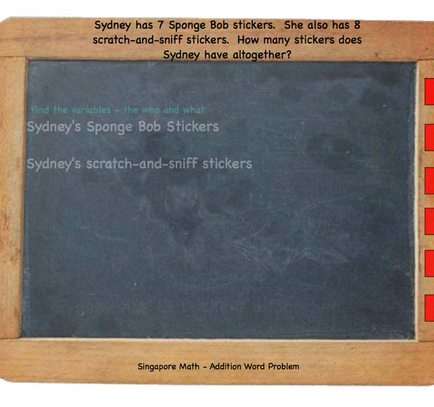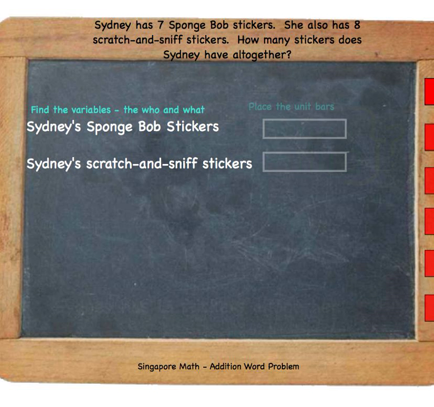In this case, we've got the same who but different whats. Sydney is our who, but she's thinking about SpongeBob stickers and Scratch and Sniff stickers. So we're going to write them on 2 different lines, one for each type of sticker. Next, we're going to place the unit bars, and they're always going to be equal at the beginning. Now we're going to reread the problem and adjust the unit bars to match the information.